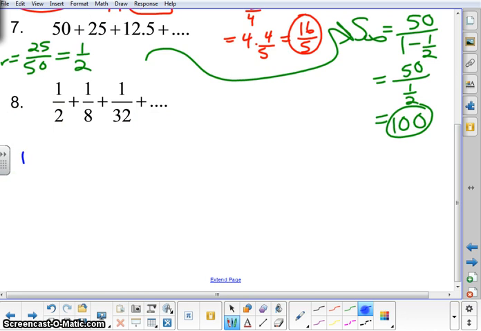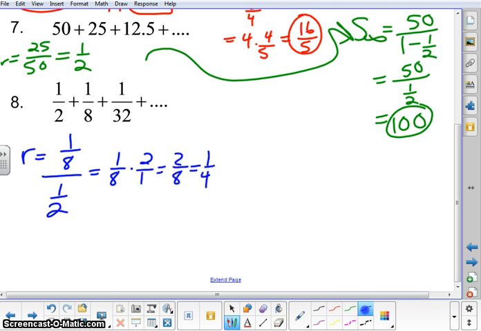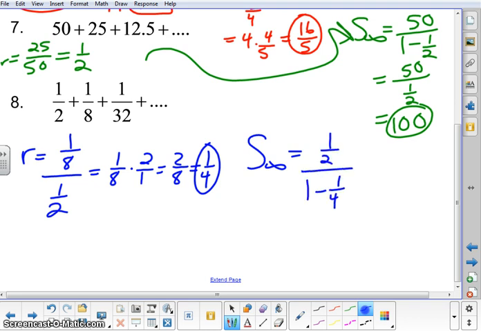And here we go. The ratio is going to be 1/8 over 1/2. And if you multiply that by the reciprocal, you get 2/8, which then is 1/4, which meets the requirements of finding a geometric term. So we have the sum of the infinite terms, and the first term is 1/2 over 1 minus a 4th. And after a little cleanup there, you should have gotten this already, which is 3/4.